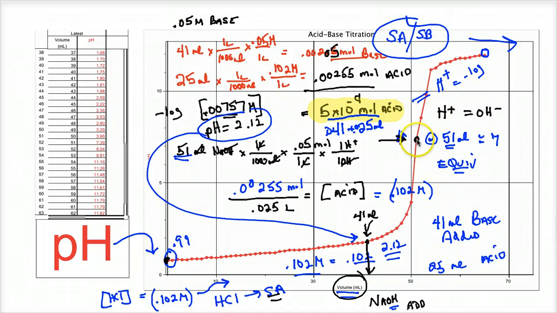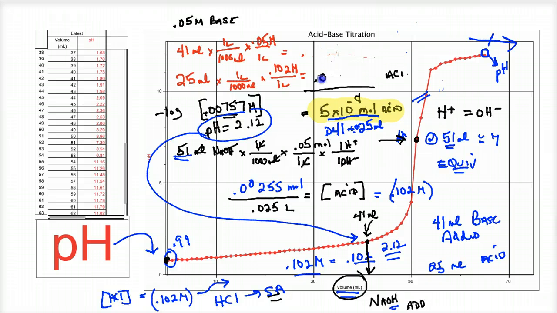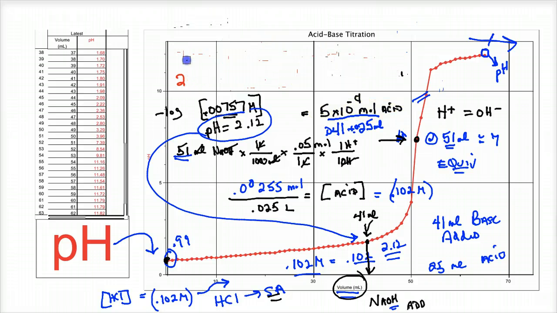Okay, 51, 2, 3, 4, 5, 6, 7, 8, 9, 10, 11, 12, 13, 14, 15. So what's the pH right there? That last point. Okay, let's clean some stuff up. How do I do that? Well, that's the easiest thing of all. At the equivalence point, we have 51 milliliters of base that was added. Now we figured out that that annihilated all the acid.